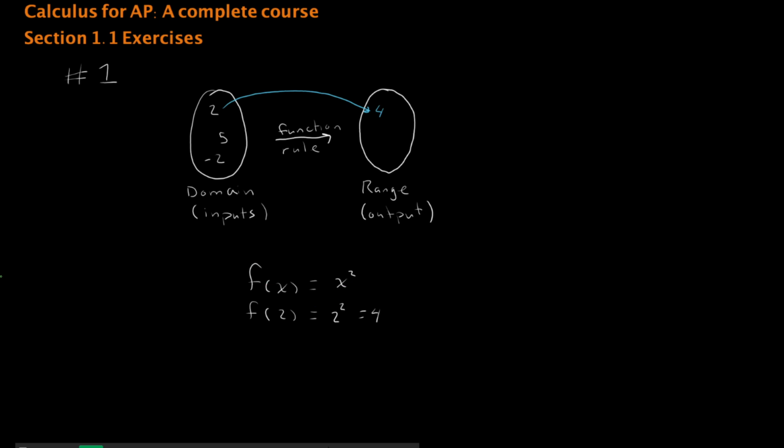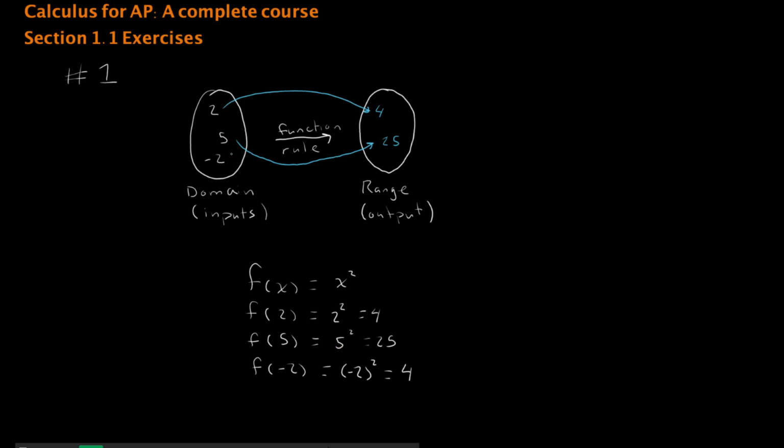What if we wanted to know about f of 5? Well, then we would do 5 squared, which is 25. So we would say f of 5 gives me an output of 25. What if I use -2? And this is kind of interesting. F of -2 equals -2 squared. Well, what's -2 times -2? Also 4. So 2 and -2 both yielded an output of 4.